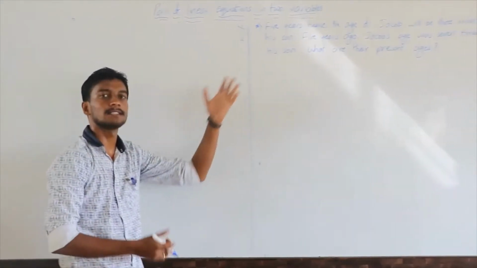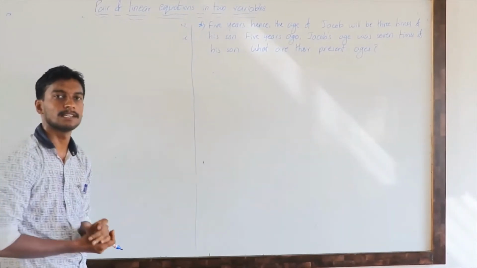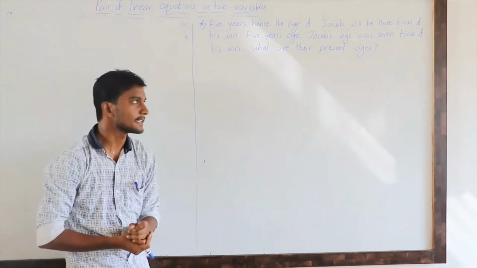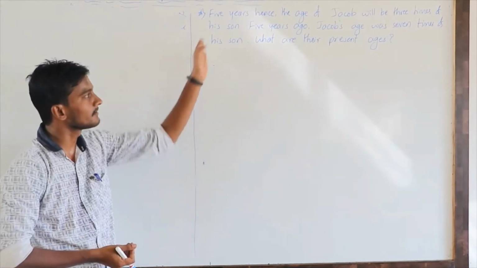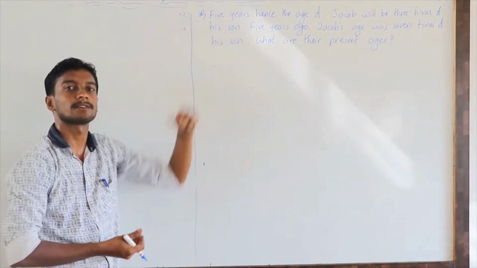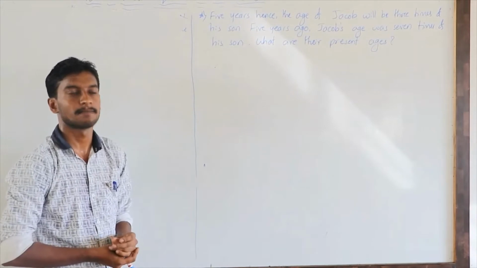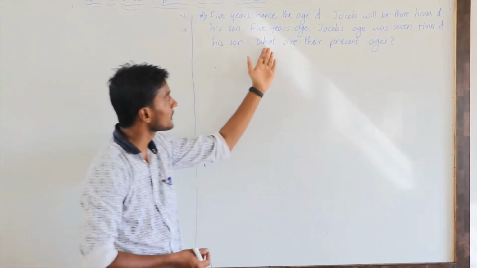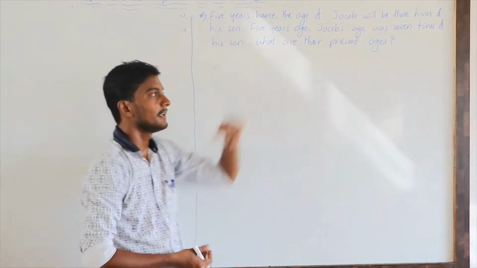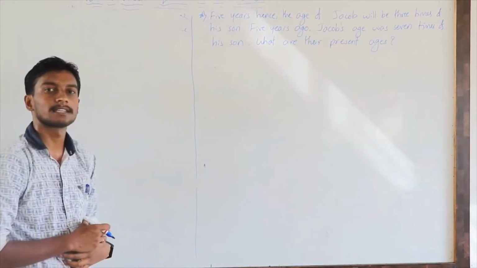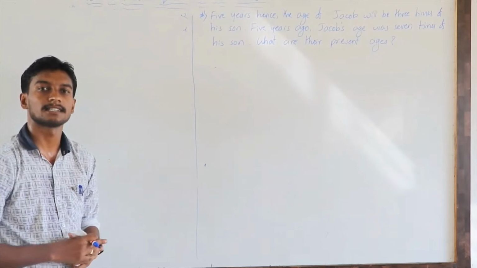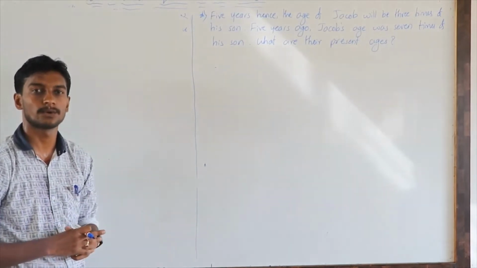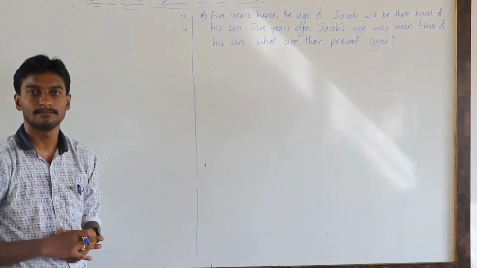So we don't know what is the age of Jacob. We don't know what is the age of his son. So let us consider one's age as x, and for the other we have to depend upon the question. They asked you to find their present ages. Let the present age of Jacob be x, and the present age of his son be y, because we don't know the age of both of them.